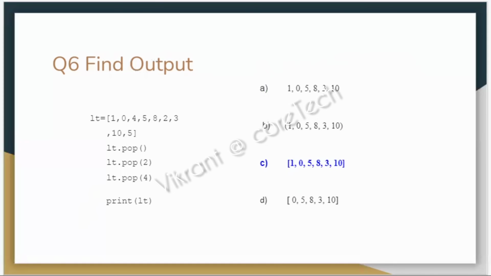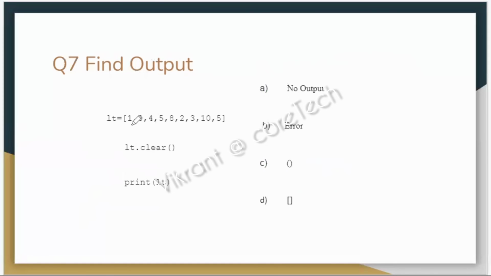Question number 7 now. A list which will get itself cleared. The list will remain there. And when I'm going to print the list, then the answer will be an empty list. You cannot say that there's no output. Output will be there, but in the form of empty brackets. Let's see the next question.